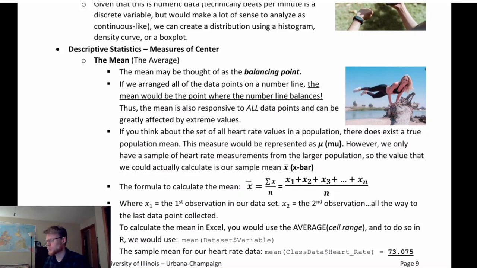However, I don't know what mu is, but I can calculate what we call X bar, and that would be the sample mean. It's the mean of the data that we do have. X bar is calculated by summing up all of my data points and then dividing by the total number of data points that I have. That would give me the balancing point of this variable.